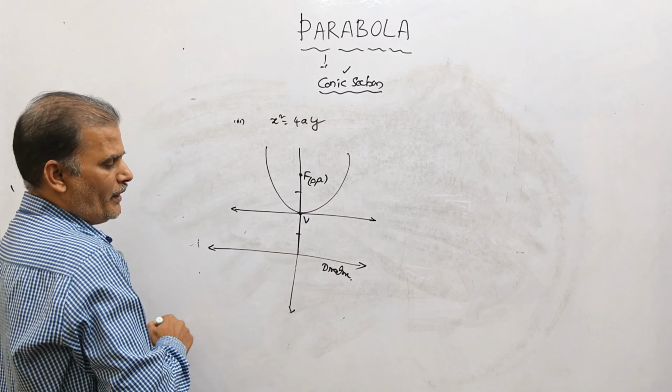Y is equal to a because it is above the x-axis. Y is equal to a above the x-axis. Going down, you get y is equal to -a. Focus is (0, a). Again you take the latus rectum. This is symmetric about the y-axis.